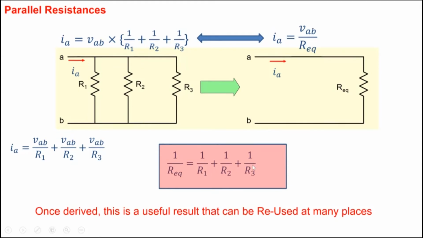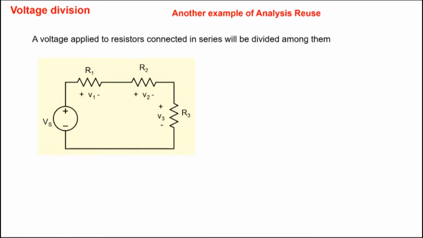Okay, so that's how analysis becomes less error prone when you use results which have been pre-derived and pre-verified before. When you deploy such results, the chances of error become less. All right, so the other one related to that is the concept of voltage division.